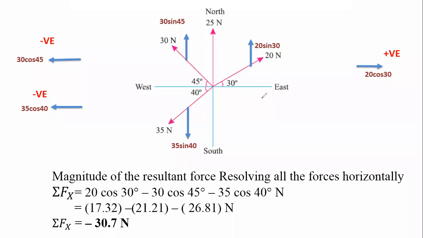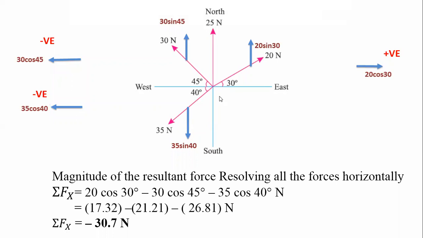It is indicating that this summation Fx force is going in the left side direction. Minus sign indicates that this force is going in the left side direction. If you observe here, there are two forces going in the left side direction, and only one force going in the right side direction. It means that the resultant of these three forces will produce the effect of a force going in the left side.